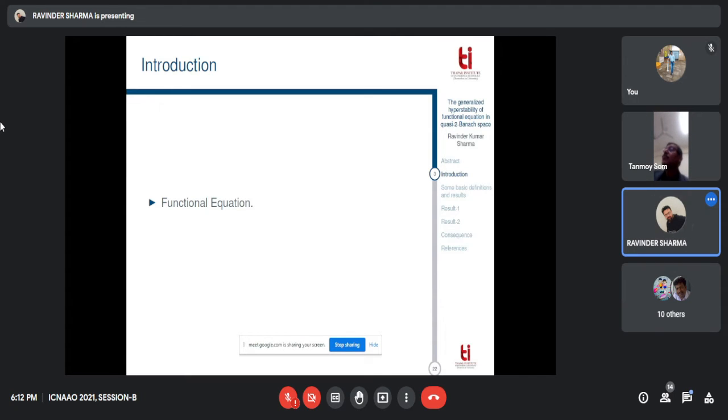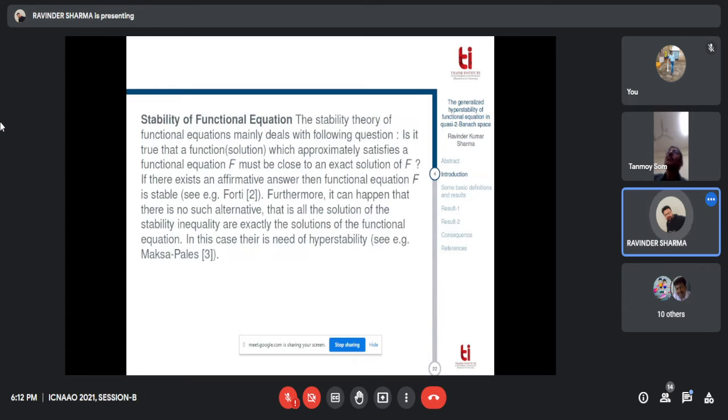A functional equation is an equation, both sides of which contain a finite number of known functions and a finite number of unknown functions with one or more variables. Stability of functional equations: stability theory of functional equations mainly deals with the following question. Is it true that a function which approximately satisfies a functional equation F must be close to an exact solution of F? If there exists an affirmative answer, then the functional equation F is stable.